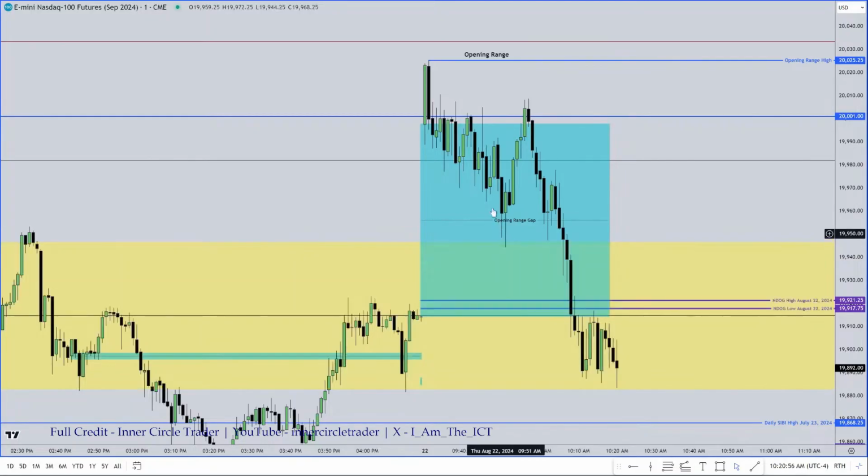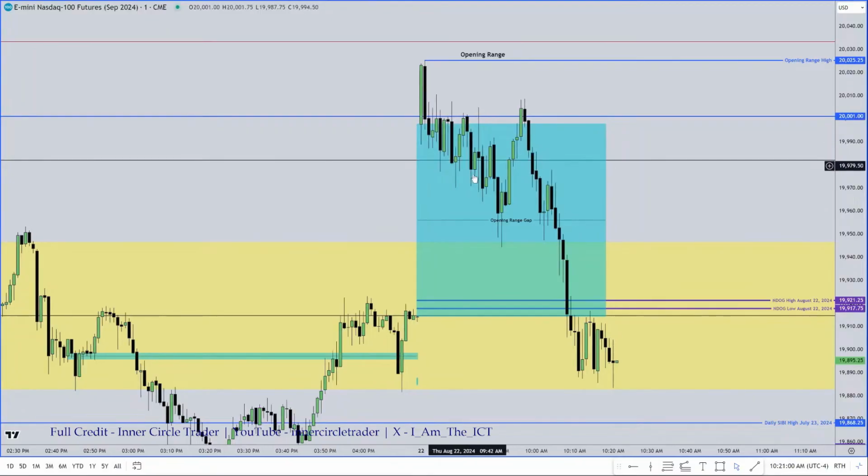If you go through all this price action, go through it. What do you see? What is this? Look at that. That right there is the very first fair value gap.